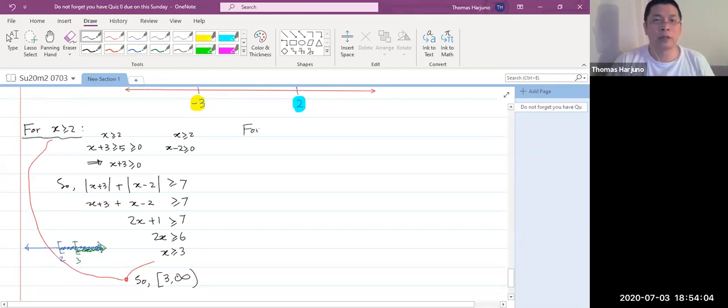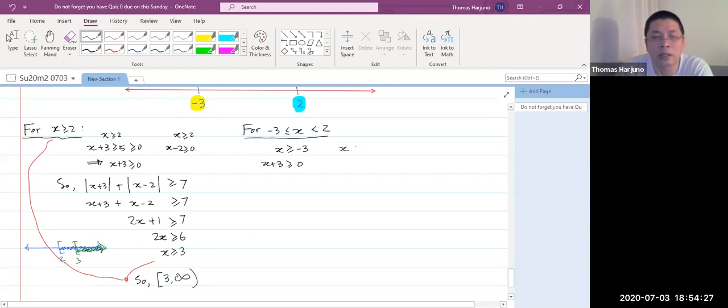Now what happens if it is in the middle interval? So x is between -3, including -3, but less than 2. If x is greater than or equal to -3, it means x plus 3 is greater than or equal to 0. But because x is less than 2, it means x minus 2 is less than 0.